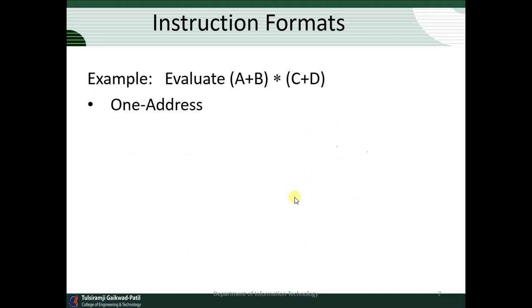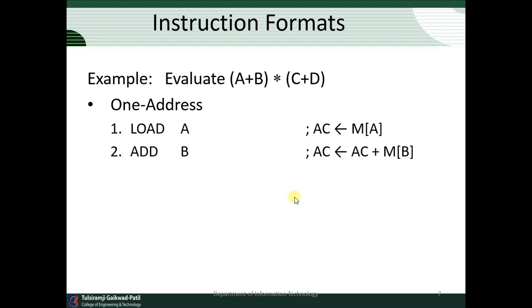Now the third type, one address instructions. How do we execute the one address instruction? Here you can observe A plus B, C plus D, the same operations, the same instructions. We execute the first step: load the data of A into the accumulator. That is the first step. Then we require add with the register. The accumulated data is added with register B. That means the B data is added with the accumulator. That is called add with the accumulator.